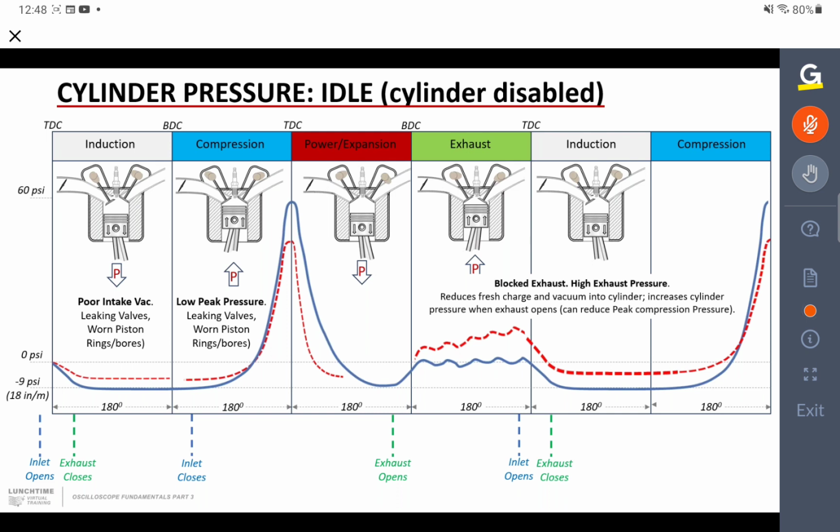So looking at the blue trace, which is our expected pressure, we won't get atmospheric pressure with the blocked exhaust. We'll get a higher pressure on the exhaust stroke. We'll get a higher pressure normally on the induction stroke. We won't get the full vacuum, and there's a good chance we'll actually get a lower pressure on the compression stroke as well.